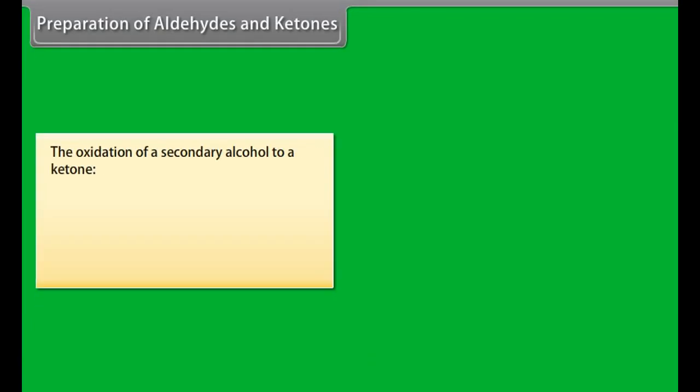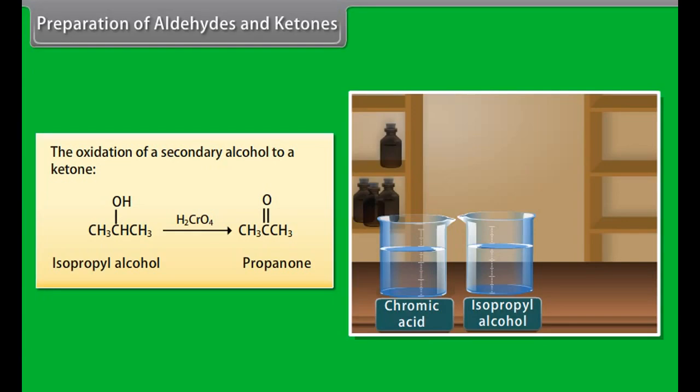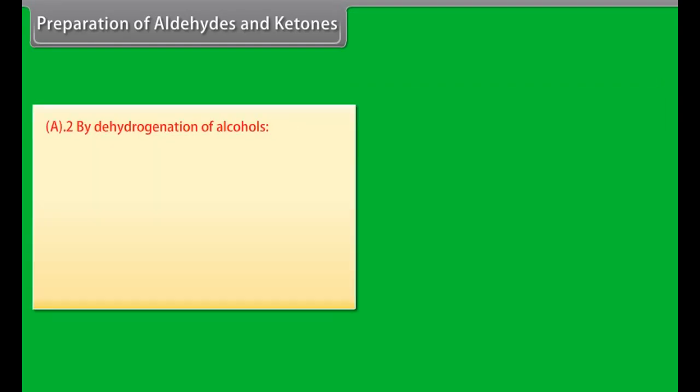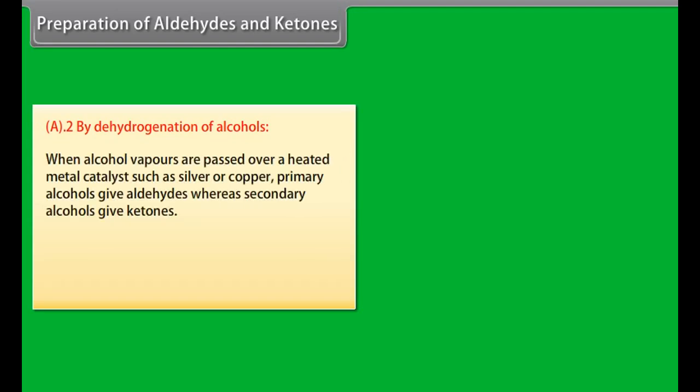The oxidation of a secondary alcohol to a ketone. On adding chromic acid to isopropyl alcohol, it forms propanone, which is a ketone. Preparation of aldehydes and ketones. By dehydrogenation of alcohols. When alcohol vapors are passed over a heated metal catalyst such as silver or copper, primary alcohols give aldehydes whereas secondary alcohols give ketones.